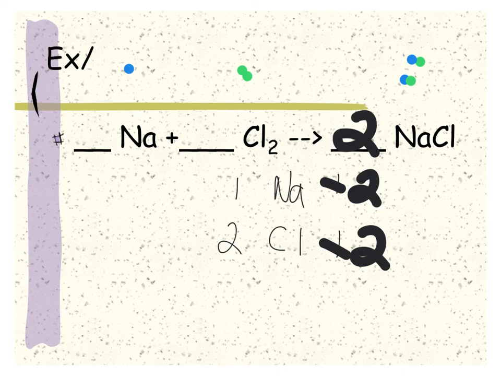So now my chlorines are good, but that just changed my sodium. So see how I have 2 blue over here on the right? Well, I need to add another sodium and not touching the other one here. So that means now I have 2 so that they'll be equal.